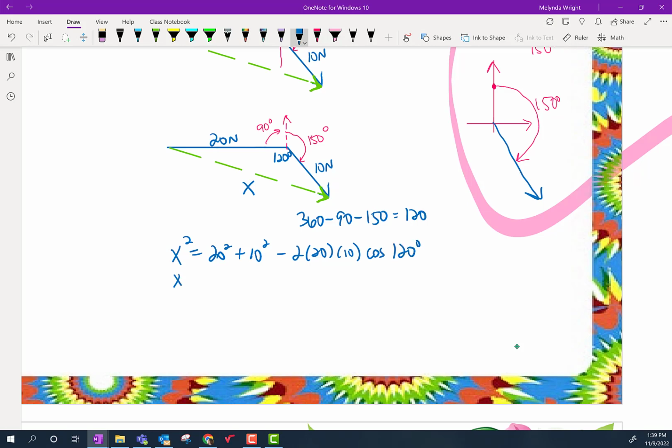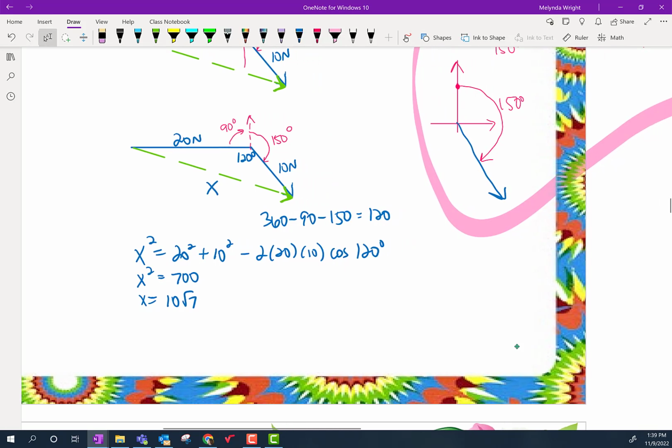degrees. We put it in our calculator, and I know we've done a lot of work on this, so I'm not going to pull my calculator up. We get x squared is 700. So x is, we would square both sides, it reduces to 10 root 7. So they wanted to know the magnitude, so we'll just list it over here. So magnitude is 10 root 7 newtons. Okay, great, we got that.